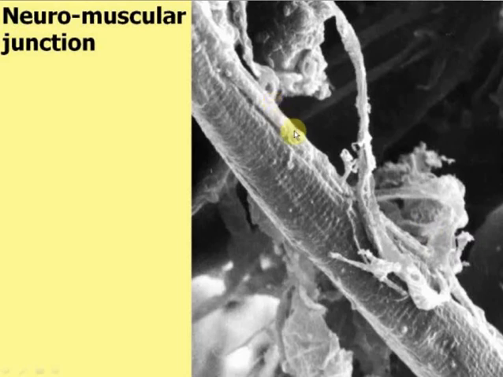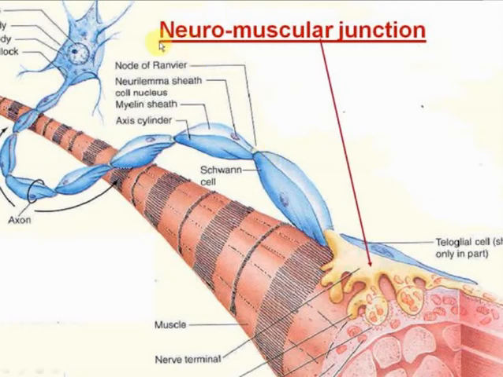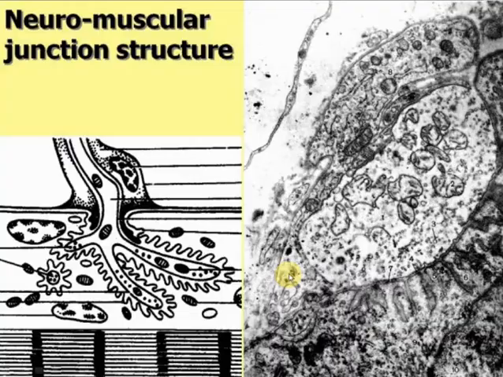This scanning electron microphotogram demonstrates the nerve fiber and nerve terminal at a striated skeletal muscle fiber. This is a schematic drawing of the neuromuscular junction. Neuron body, axon, myelinated axon, and nerve terminal on skeletal muscle fiber. This is a schematic drawing and a real electron microphotogram. On the schematic drawing you see the axon which lost the myelin, branching and invaginating the sarcolemma of the skeletal muscle fiber.